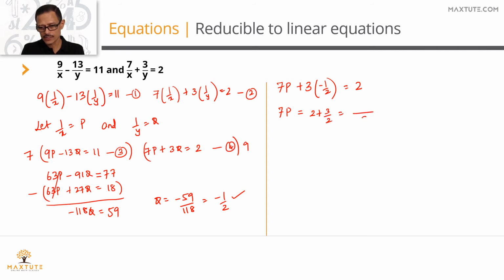2 is a common denominator. So what we'll get is 2 times 2, 4 plus 3, 7 by 2. 7p equals 7 by 2. Divide both sides of the equation by 7. So we'll get p is equal to 1 by 2.